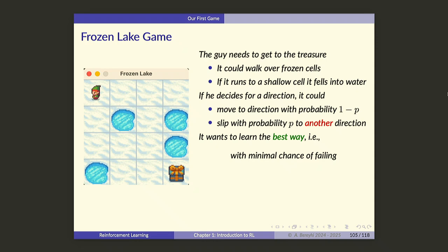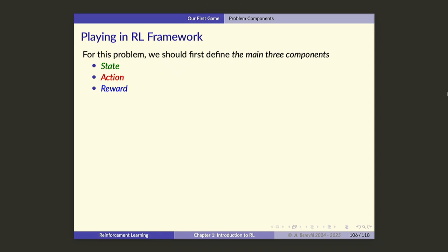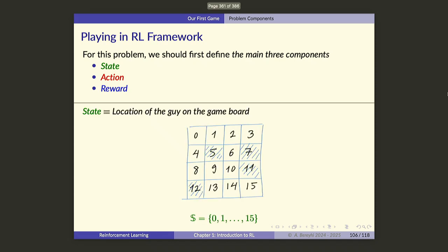Now if you want to formulate this as a reinforcement learning problem, first of all, you need to specify the state, action, and reward. So what is the state? Any guess about the state? How should I define the state? Yes, the cell that you are in is going to be your state. So you have state 0, 1, till state 15. You have 16 different states.